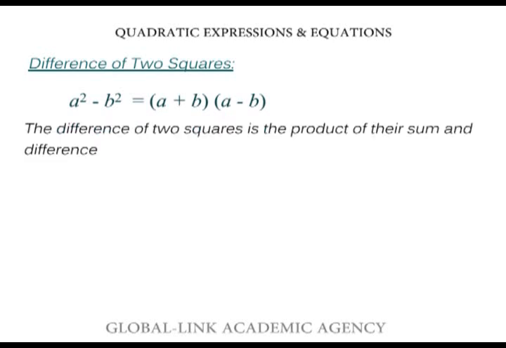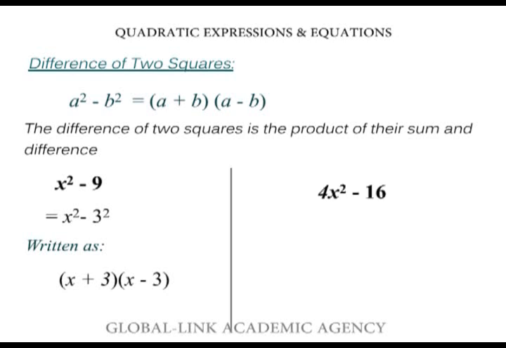Difference of two squares. We saw that a squared minus b squared is equal to (a minus b) times (a plus b). Generally, the difference of two squares is the product of their sum and difference. For example, x squared minus 9 is the same as x squared minus 3 squared. This is written as (x plus 3) times (x minus 3).